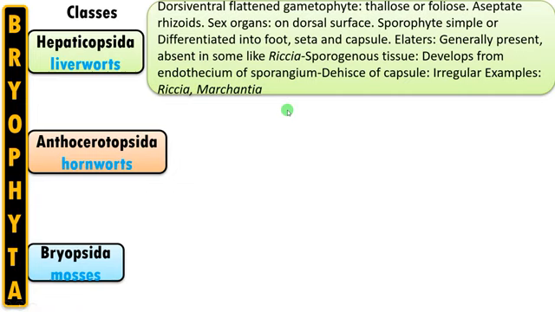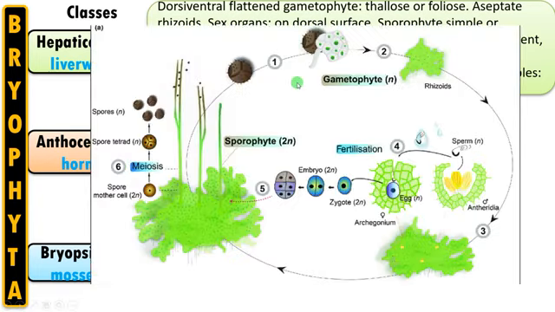Now let us understand the characteristics of the second class, Anthoceratopsida. They are called hornworts. So this is the life cycle of Anthoceratopsida. As you see, it starts with the gametophyte, which is a flat, dorsiventral thallus with rhizoids. Then antheridia and archegonia are the male and the female reproductive structures from which the male gamete, the sperm, and the female gamete, the egg, form.